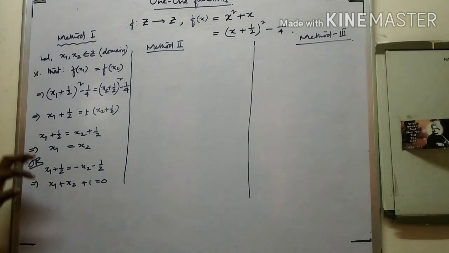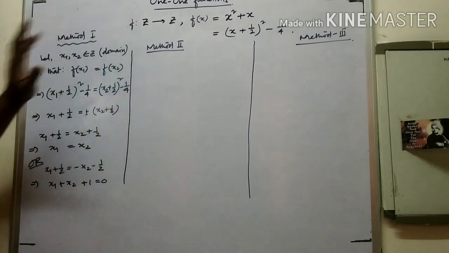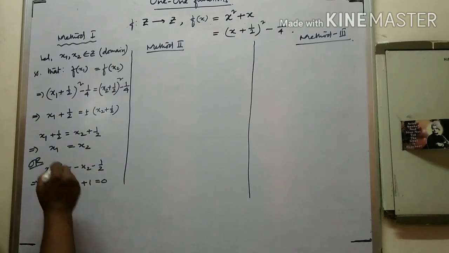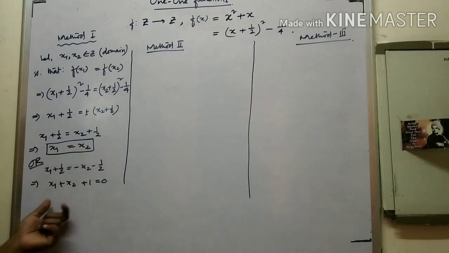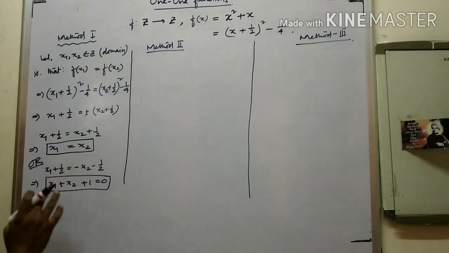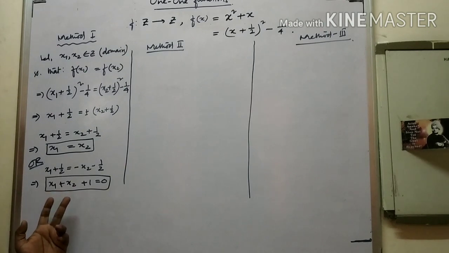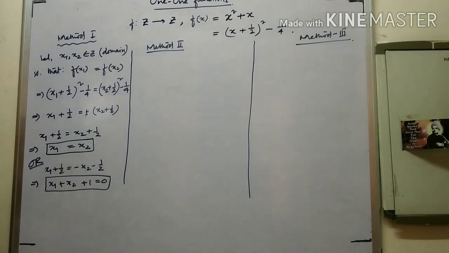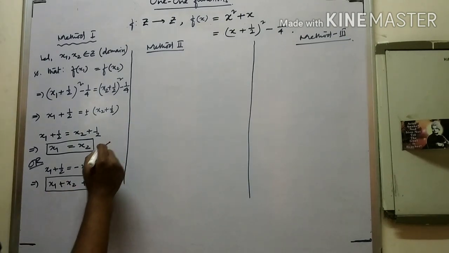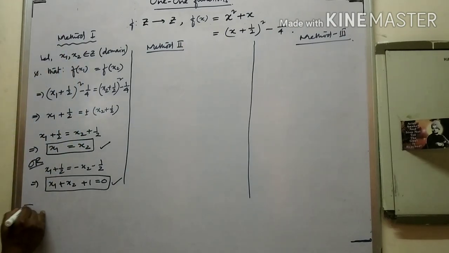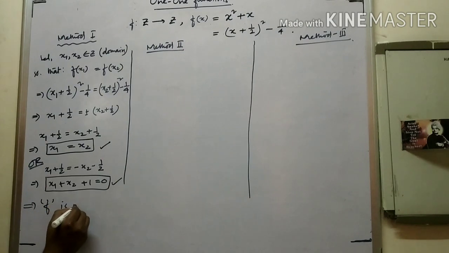I want to check whether both these results are possible in this domain or not. x1, x2 are integers here, so two integers which are equal are possible. Obviously, this one will be possible. I have to check whether this one is possible. Two integers whose sum is equal to minus 1, is it possible? Yes, there are many integers whose sum is equal to minus 1. Same thing. So both these cases are possible, and we are looking for a function to be 1-1, so the conclusion is f is not 1-1.